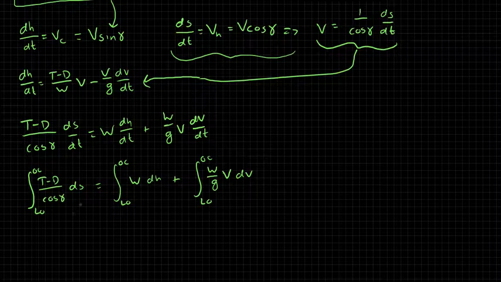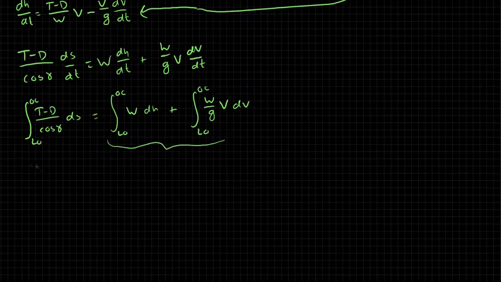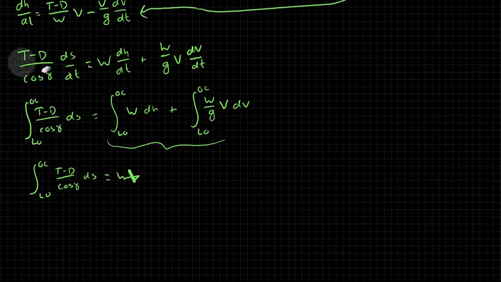Okay, so now we have this nice equation. We can integrate the terms on the right-hand side really easily, and that gives us the integral from liftoff to obstacle clearance of (T minus D) divided by cos gamma ds equals W h_OC, pardon the smudge, because remember that h at liftoff is 0, plus W over 2g times V_OC squared minus V liftoff squared.